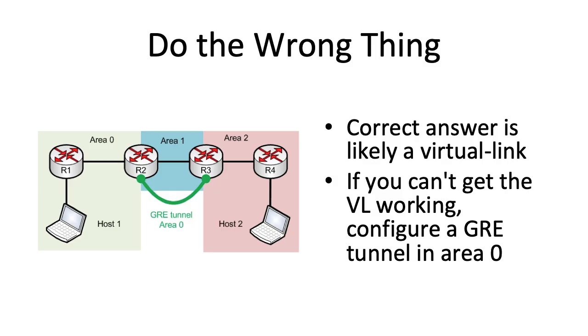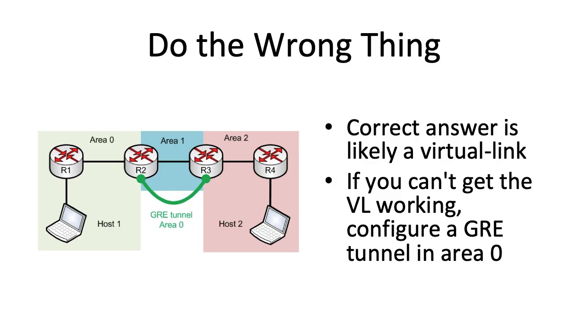If you can't get it working and you want to move on to other tasks, just do the thing that they told you not to do. Create a GRE tunnel from R2 to R3 and enable OSPF Area 0 on it. Yes, this is not the same thing as a virtual link, and it has different forwarding characteristics and has a different impact on the OSPF database. I am not saying that they are exactly the same.